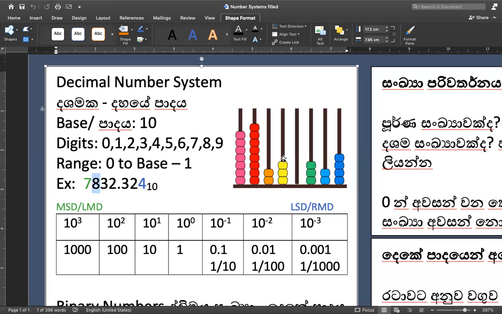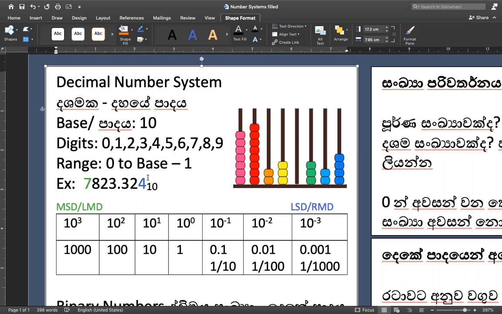Here then you have 3 plus 10 into 2, which means 20. Here 8 into 100 means 800. 7 into 1000, 7000. You have to add all together to find the value. 7000 plus 800 plus 20 plus 3, it is 7823. That's how you calculate this part.